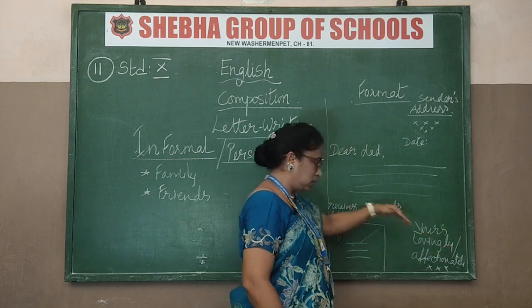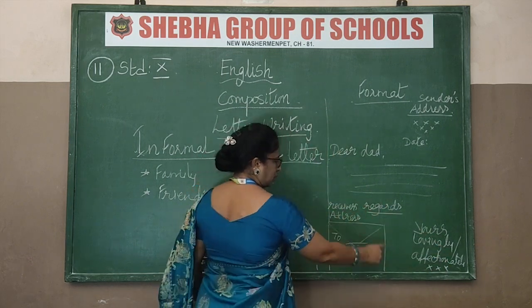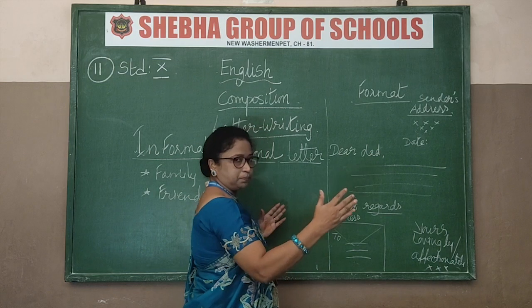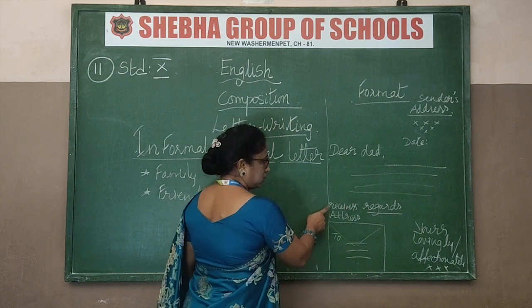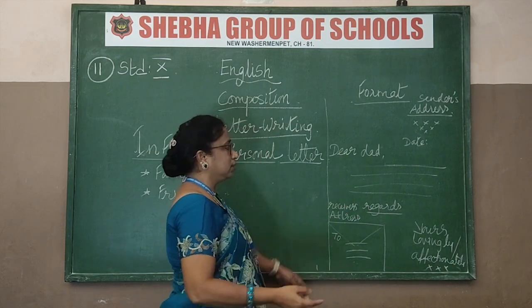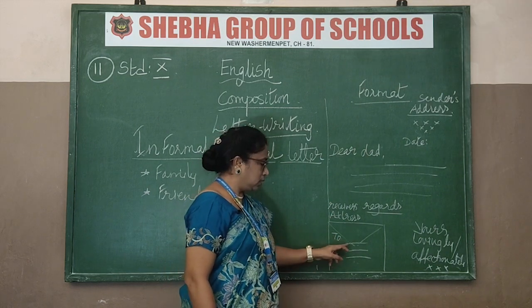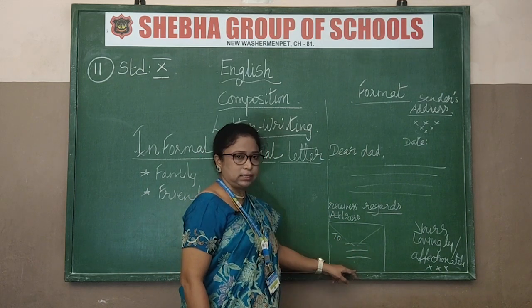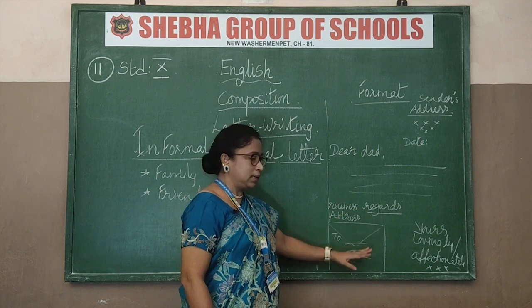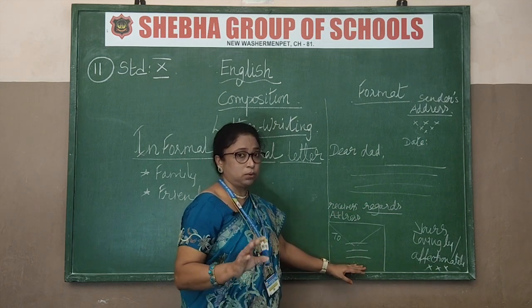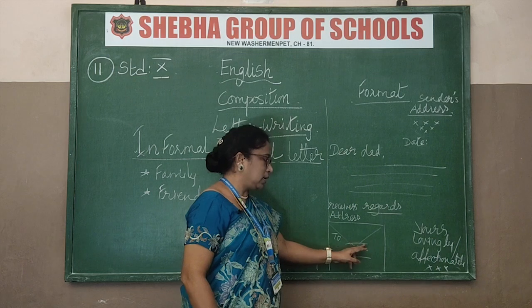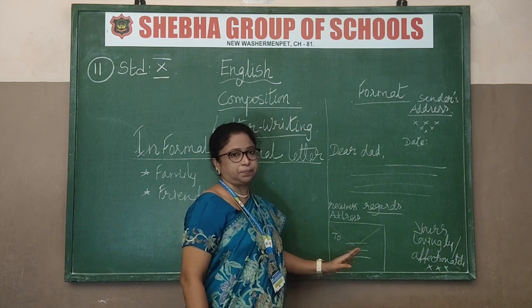Then afterwards, to the left hand side corner, draw an envelope. This is the receiver's address. To whom are you writing? To your dad? No, his name should be here, and his address, whatever address is given in the question paper, only that address you must write. Don't write your own address. Whatever address is given in the question paper, only that you must write.